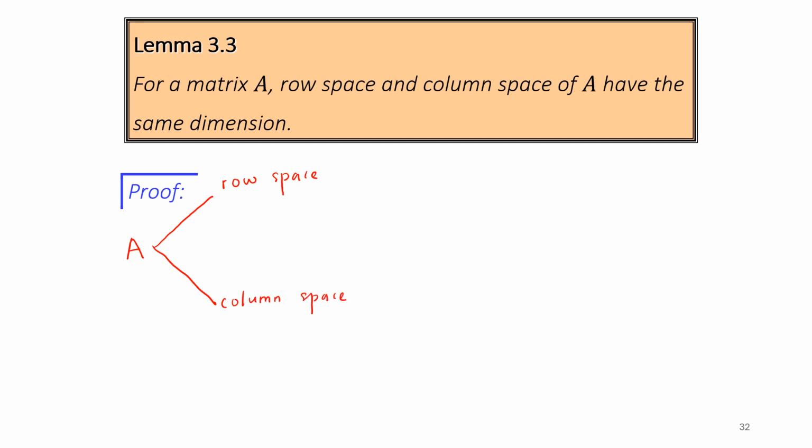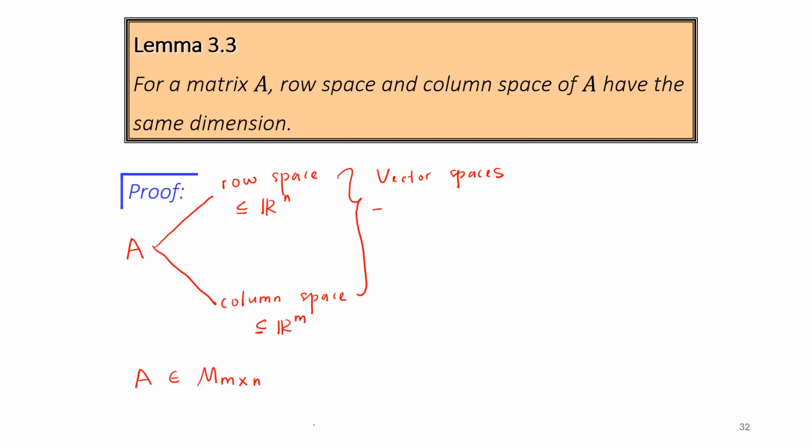And if you recall, the row space is a subspace of Rn, and the column space is a subspace of Rm, whenever A is a matrix of size m times n. And since the row space as well as the column space are both subspaces, therefore they are vector spaces. And we know also that for every vector space, there are bases that represent the vector space.